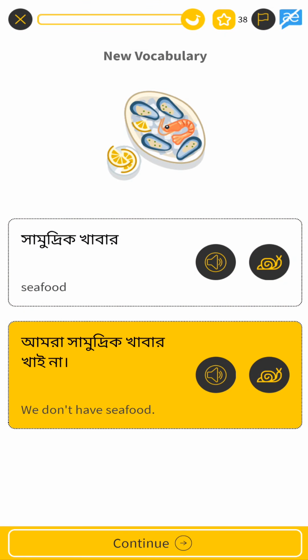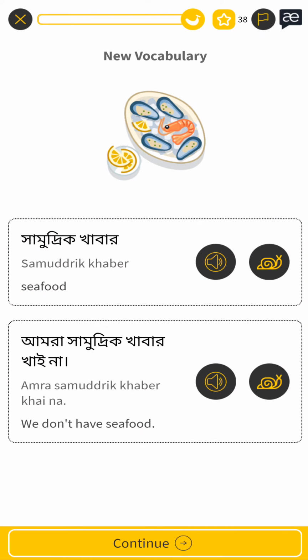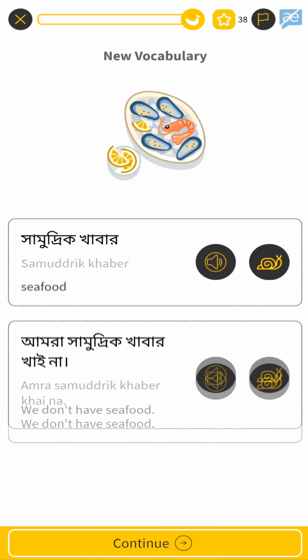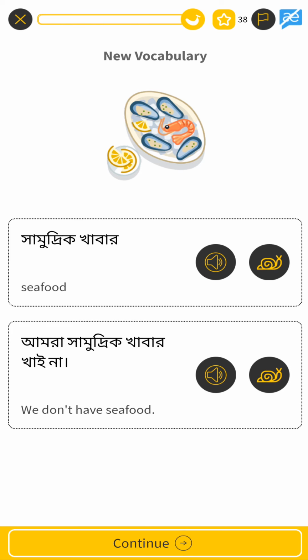Oh, so in this app, you can show the transliteration if you want, but I prefer not to see transliteration ever, and I really don't like it. So in the top right, I hit this button and it toggles it on or off. So that was what? Samudrik Khabar?